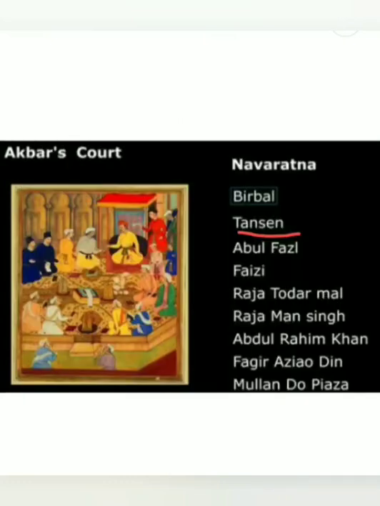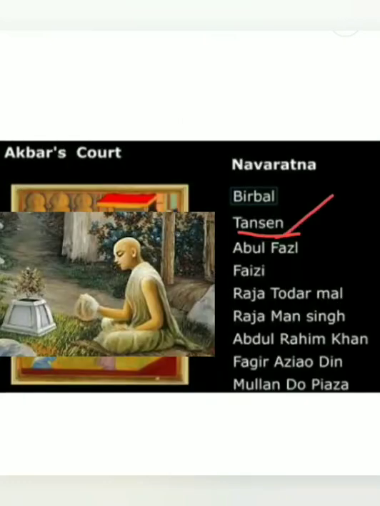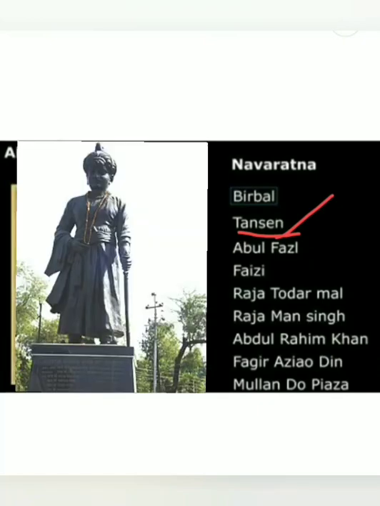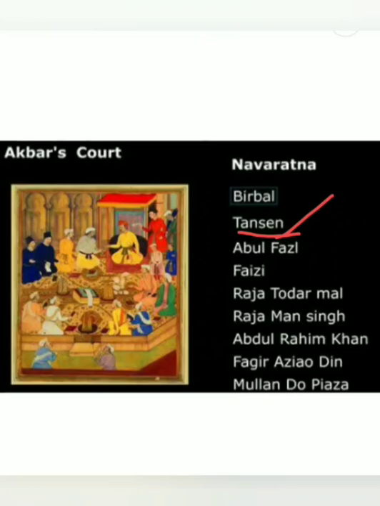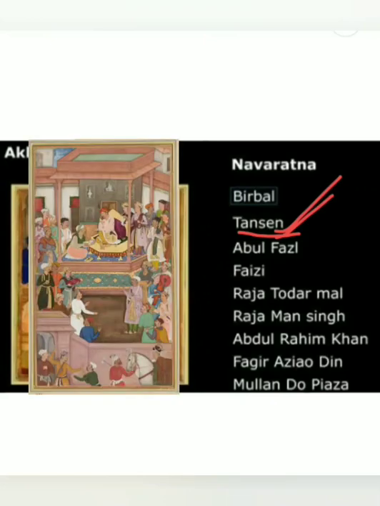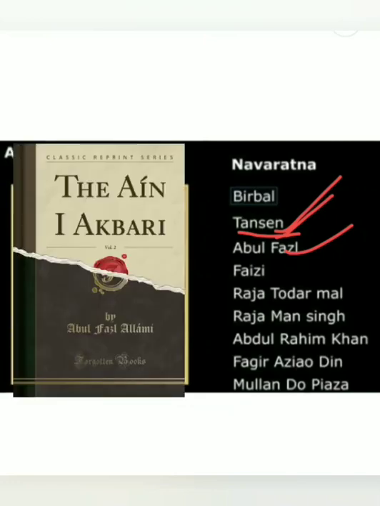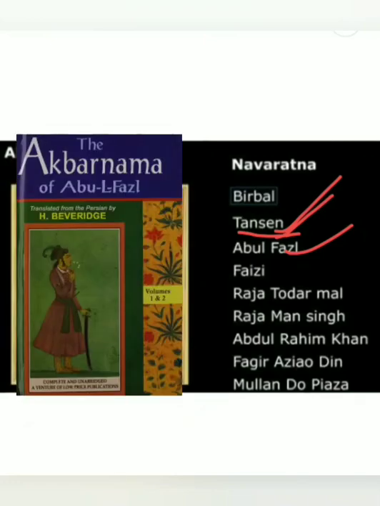Then what do we have? This Tansen was the disciple of Swami Haridas. He was in the court of Gwalior Raja Man Singh Tomar before Akbar, and he also joined the court of Ramchandra Baghela of Rewa. So this is it about Tansen. Then we come to Abul Fazl. Who was Abul Fazl? He was a great scholar. He was a capable commander-in-chief. He wrote the Ain-i-Akbari and Akbarnama, which are in Persian.